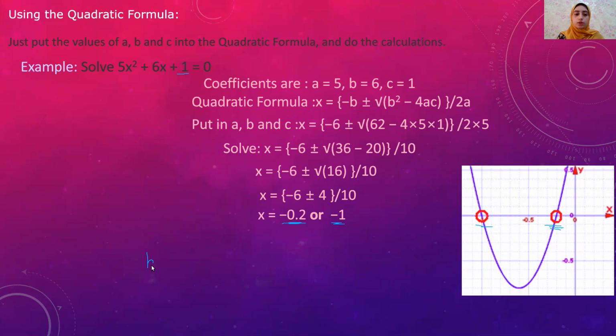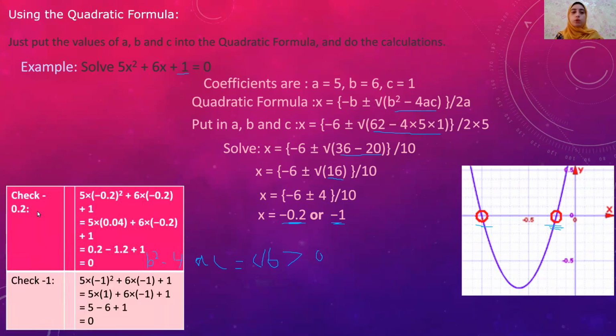Now I want to use the discriminant, b squared minus 4ac. Now b squared, which is 6 squared. Now wait, we do it here. It would be 16. 16 is more than 0, so we have two real solutions. It means we have two roots.